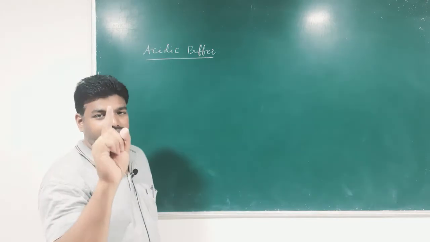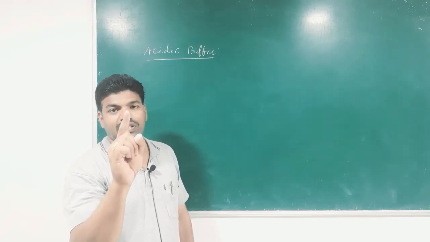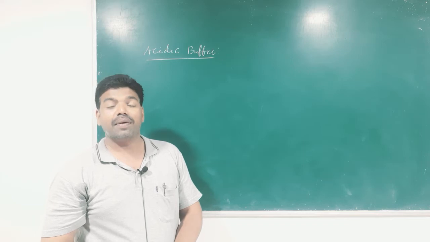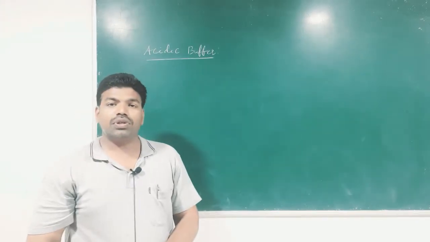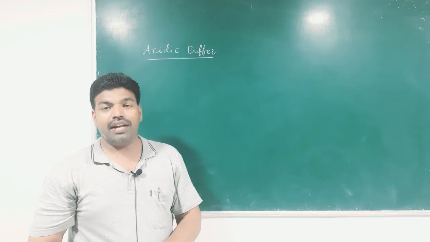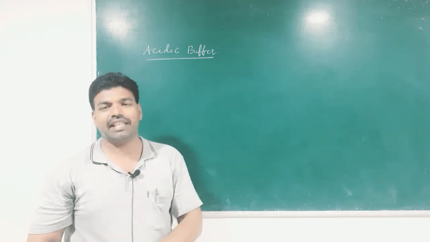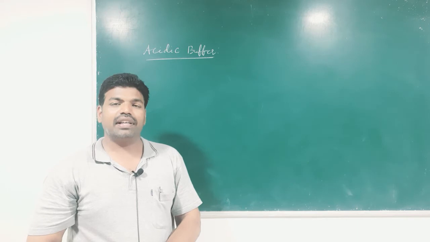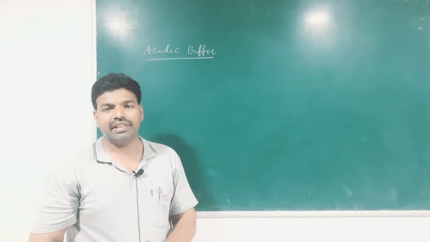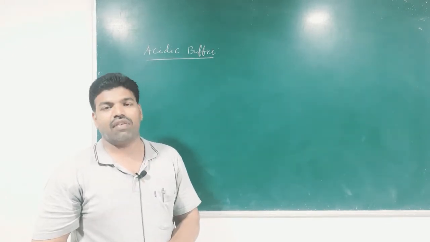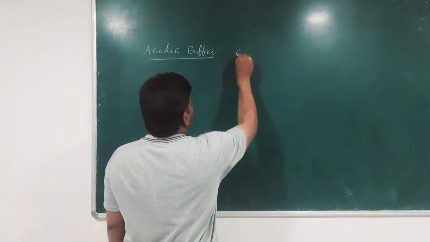I already told you that acidic buffer is an example for buffer solutions of mixtures, and the acidic buffer is a mixture of solution of weak acid and a salt of weak acid with a strong base. So let us consider the acidic buffer, acetic acid and sodium acetate buffer. With that example we shall understand the action of acidic buffer.